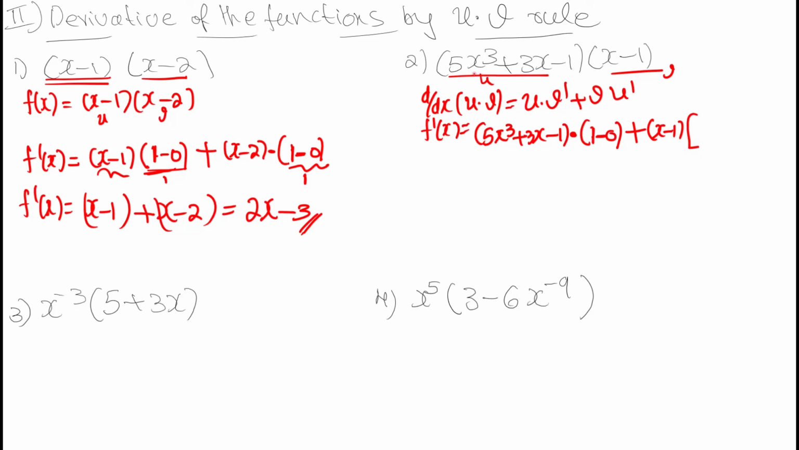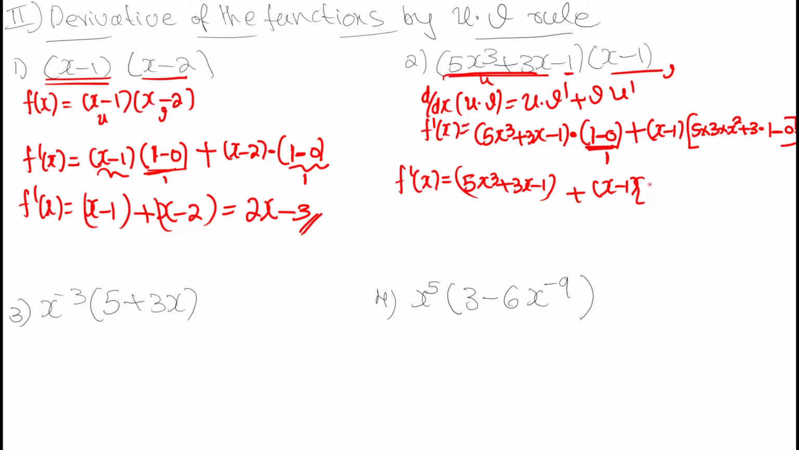u dash. Differentiation of this one, see, 5 outside, x cube gives 3 into x square, right? n into x to the power n minus 1, plus again 3 into x is there. 3 into differentiation of x is 1, minus differentiation of 1, no x, so it is equal to 0. So 5x cube plus 3x minus 1, plus x minus 1 into, see, 5 threes are 15 x square plus 3 into 1 is 3.